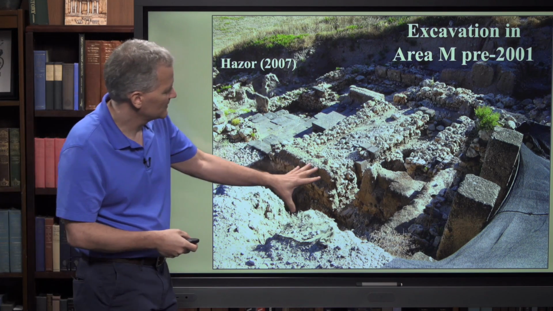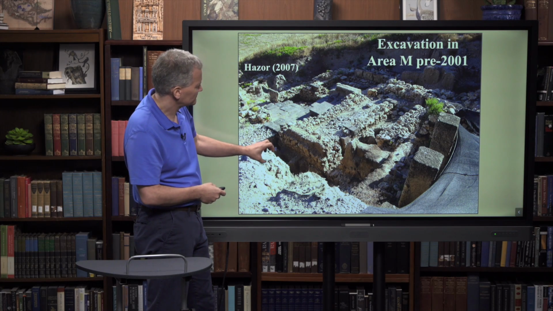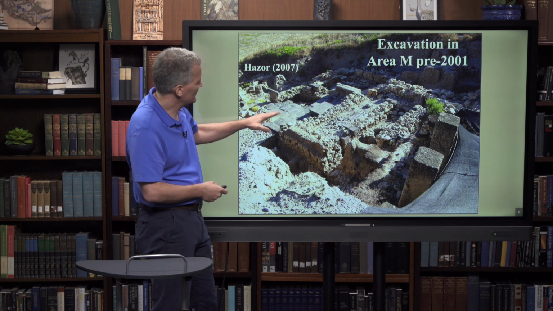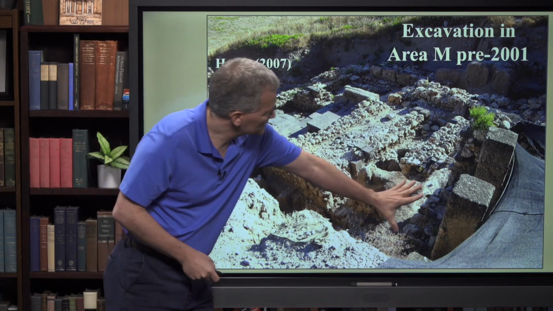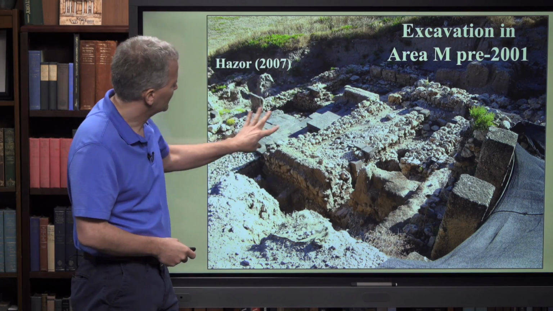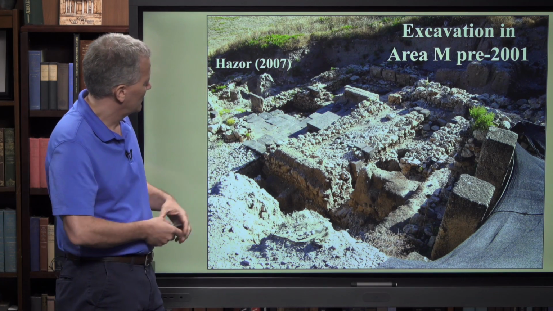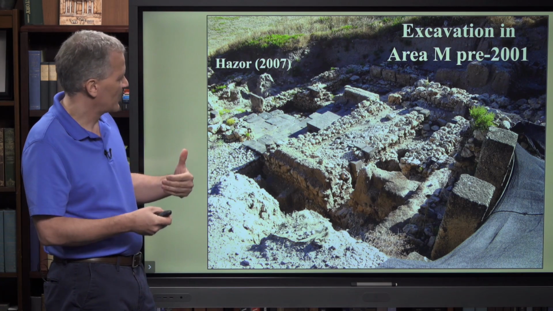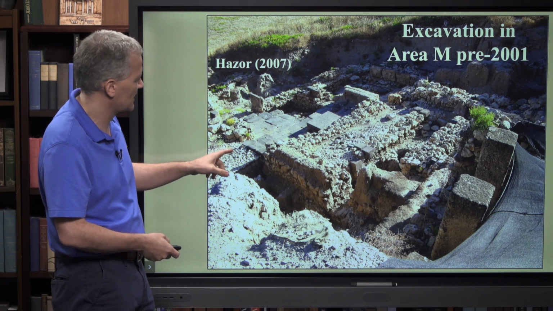So here we can see some of the structures that are involved. And as we look downward, we're actually moving down in occupational levels. So this was an Israelite period here with these standing stones. And this architecture here is actually made of black basalt, and it's part of a temple that was Canaanite, in the Canaanite period before the Israelites actually settled at the site.